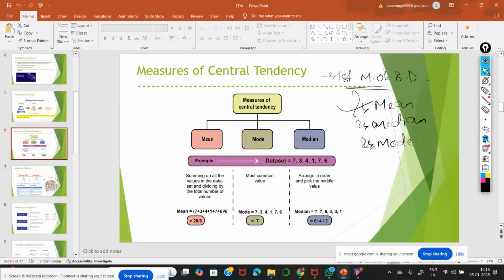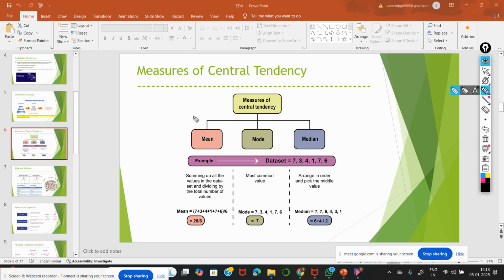Okay, so this is what we had discussed in the previous session: the first moment of business decision. And we just started with the second moment of business decision. The second moment tells you about dispersion: how the data is varying, how the data is dispersed, how the data is spread. All such terms can be applied here.